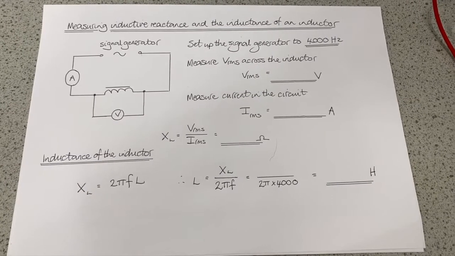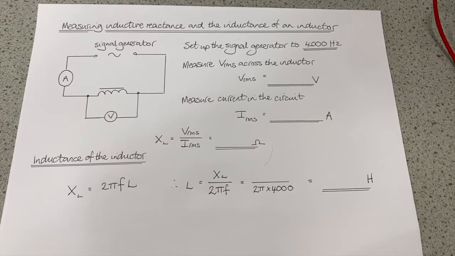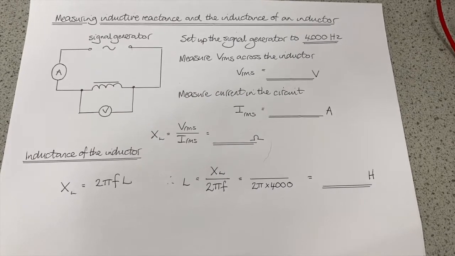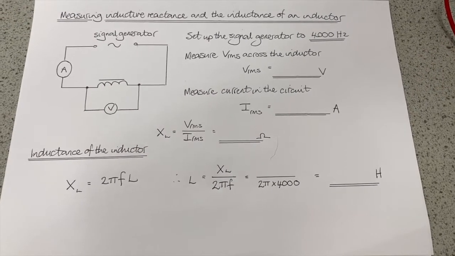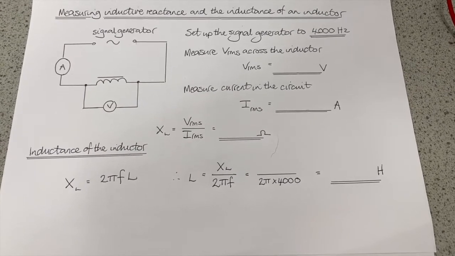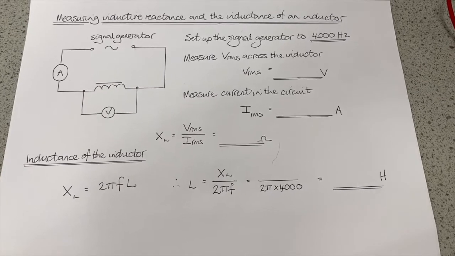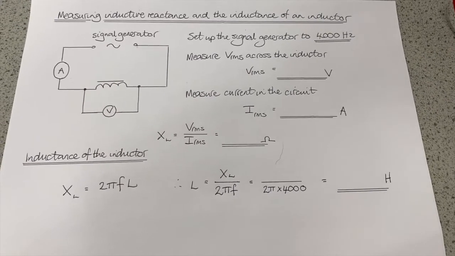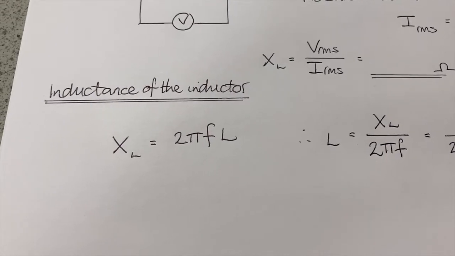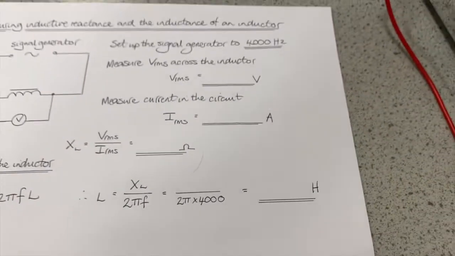Right, there's the plan. We're going to measure the inductive reactance of the inductor and hopefully its inductance by setting our signal generator firstly to 4000 Hertz. Measure the RMS voltage across the coil, measuring the current in the coil, working out the reactance using Ohm's law, VRMS over IRMS, and then using that reactance we can work out the inductance of the inductor, rearrange that relationship for L, and hopefully that'll be us.